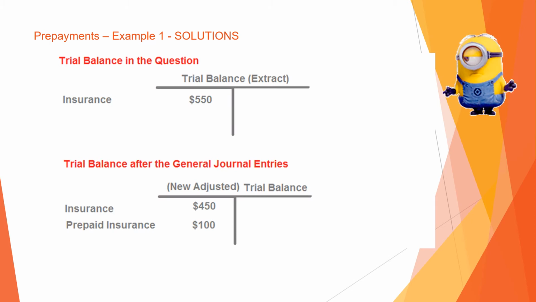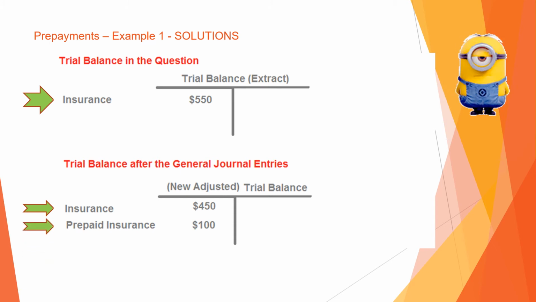So now let us look at what we have done so far on the new trial balance. Now the old trial balance that came with the question, we saw that insurance was 550. Now the new trial balance, after the general journal entries, we will see that the insurance amount is not 550, it is 450. And we have a new account called prepaid insurance on the debit side. Because it's a current asset, we will find the current asset on the debit side of the trial balance. So in the new trial balance there will be two accounts. One is the insurance 450, the other one is the prepaid insurance $100.